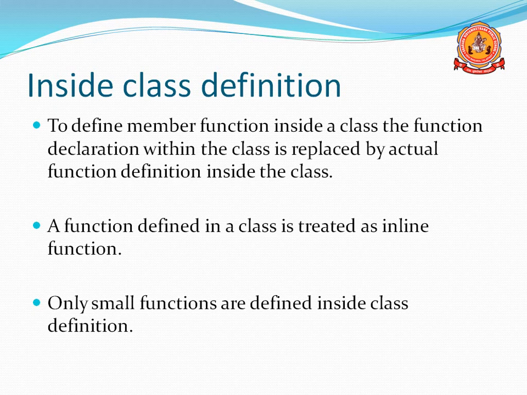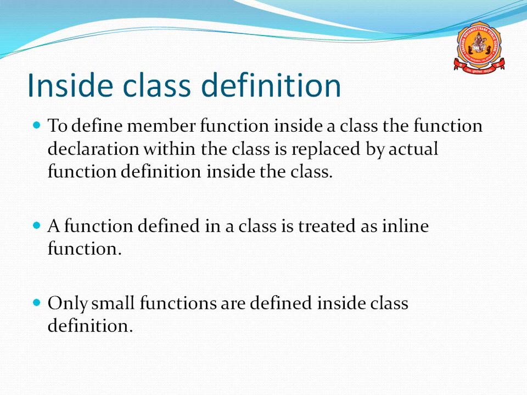To define a member function inside a class definition, the function declaration within the class is replaced by the actual function definition inside the class. I think you will not understand. In the case of functions there are three parts: function declaration, function definition, and function call. Function definition means you are writing the function code. Function declaration is the declaration of the function. Function call means invoking the function.